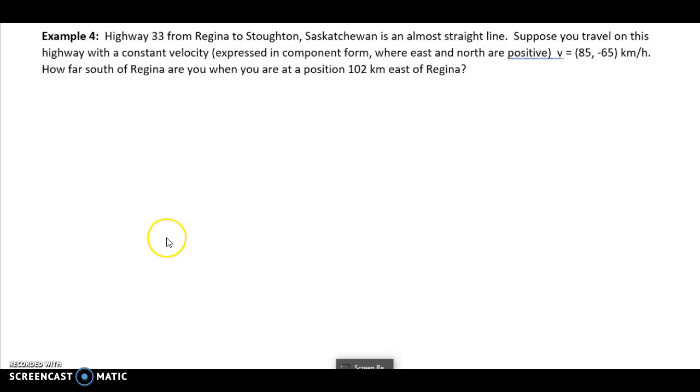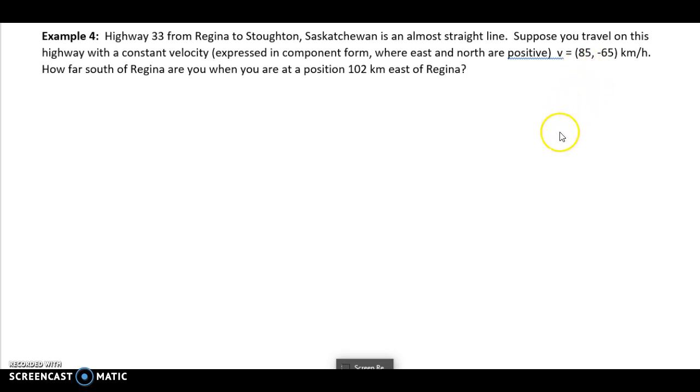All right, so we're going to take a look at our last example, which is a word problem. So we're going to take a road trip to Regina, people. The question is asking that suppose we travel on a highway from Regina to Stoughton, and it pretty much travels in a straight line, and we're going to express it in component form where east and north are the positive values. So our vector that describes our velocity is [85, -65].